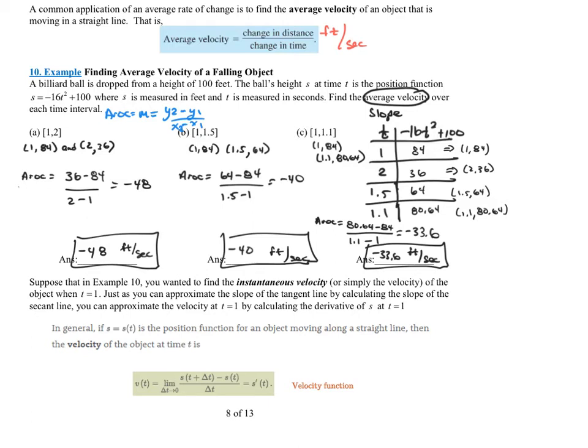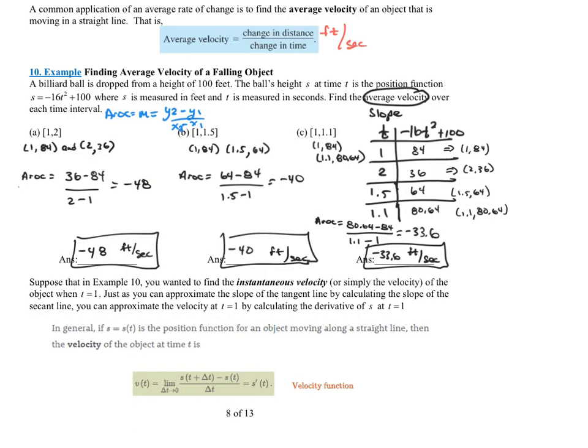So same concept there. And it says, suppose that in example 10, you wanted to find the instantaneous velocity of the object at t equals 1. Just as you can approximate the slope of the tangent line by calculating the slope of the secant line, you can approximate the velocity at t equals 1 by calculating the derivative of s at t equals 1. It says, in general, if s equals s of t is the position function of an object moving along a straight line, then the velocity function of the object at time t is v of t equals the limit as delta t approaches 0 of blah, blah, blah, blah, blah.